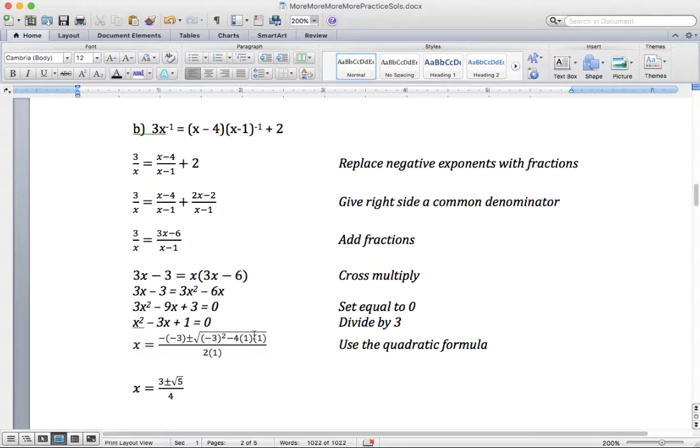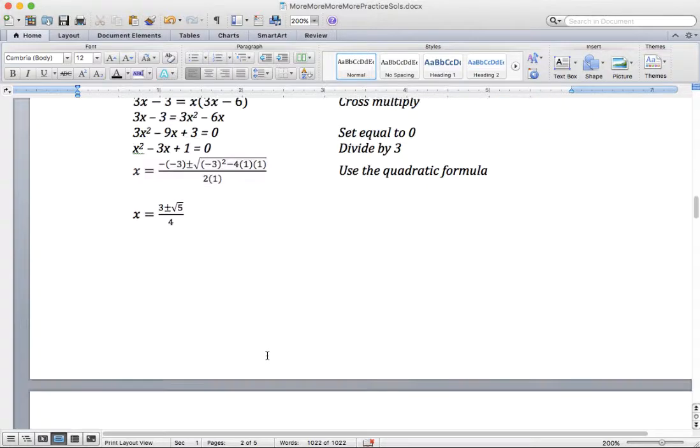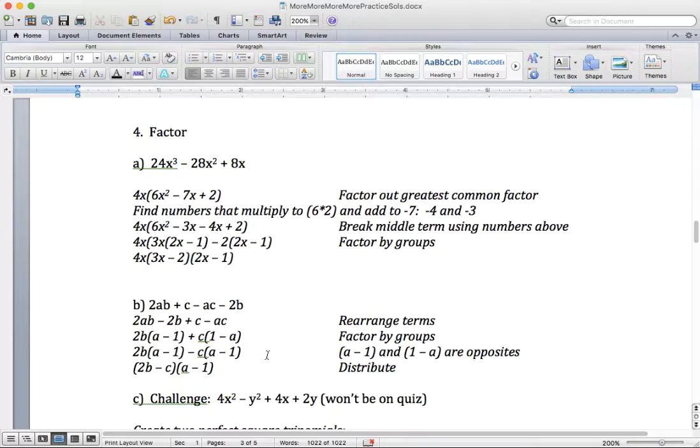And when we simplify up top, we get positive 3 plus or minus the square root of 9 minus 4, or square root of 5. And actually all of that should be over 2, so there's a mistake here. So it should be 3 plus or minus root 5 over 2. My mistake.